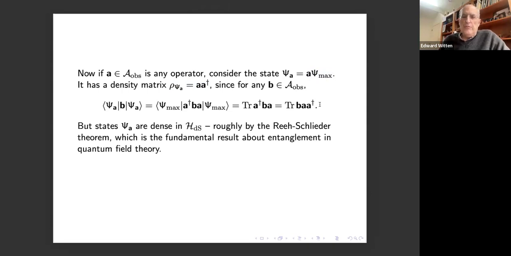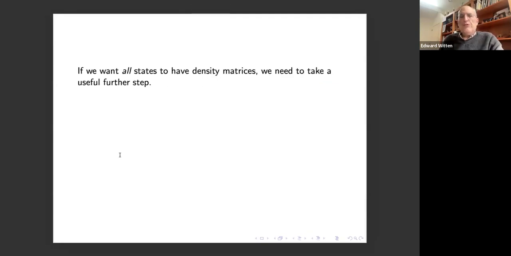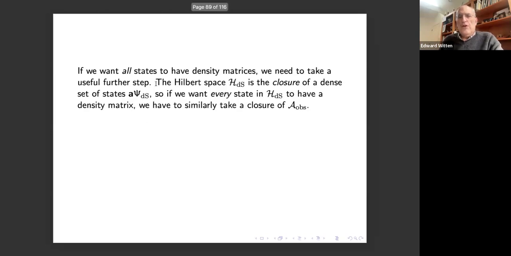But states psi A are dense in the Hilbert space, roughly by the Reeh-Schlieder theorem, which is the fundamental result about entanglement in quantum field theory. So a dense set of states have density matrices. If we want all states to have density matrices, we need to take a useful further step. The Hilbert space H_dS is the closure of a dense set of states of the form A times Ω_dS. This is a closure in the Hilbert space sense. So inner products of these states are well defined, but states of that kind are only dense. The closure means you include limits of Cauchy sequences of such states.